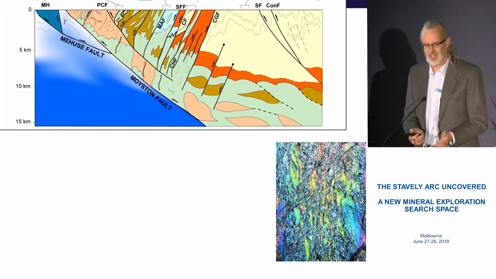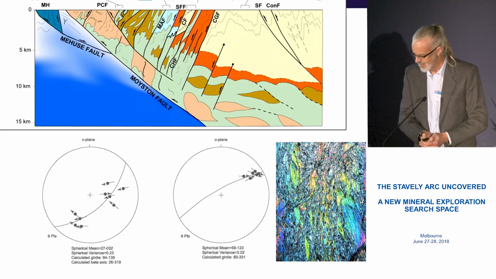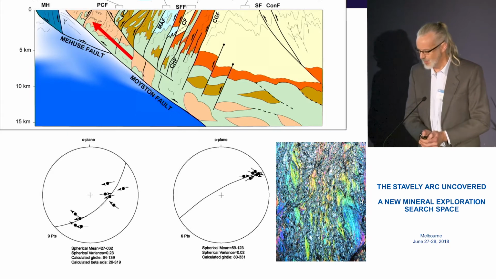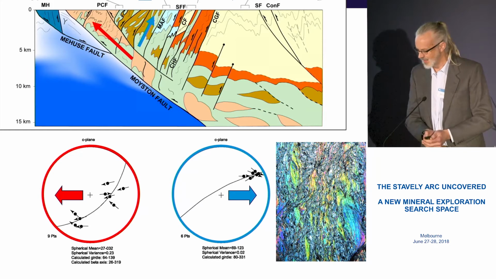And using sense of shear indicators, this is a thin section of one of the mylonites in one of the pelitic schists in there, we're able to work out what the transport directions were, and basically it's a divergent system, sort of verging west in the west and east in the east, and the metamorphic grades sort of getting higher and higher towards the west.